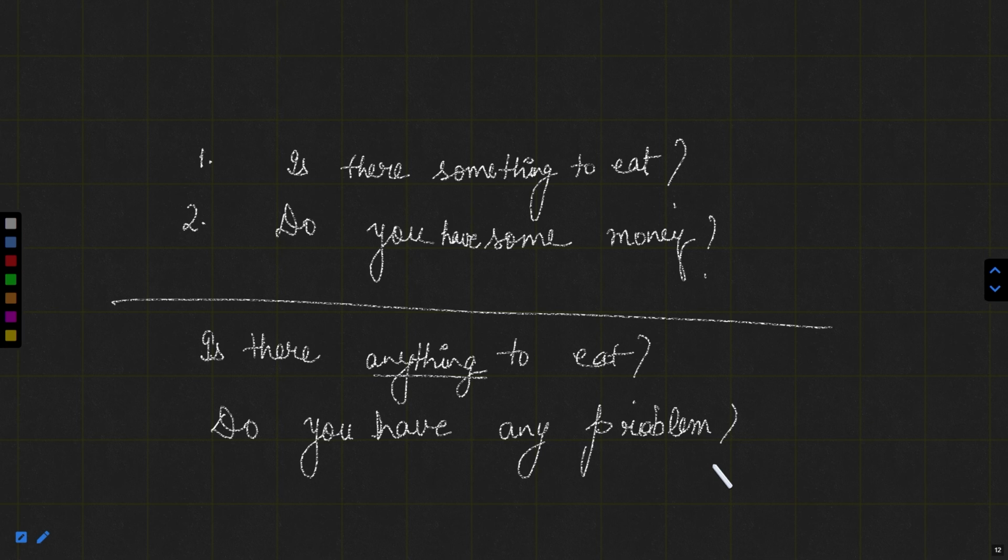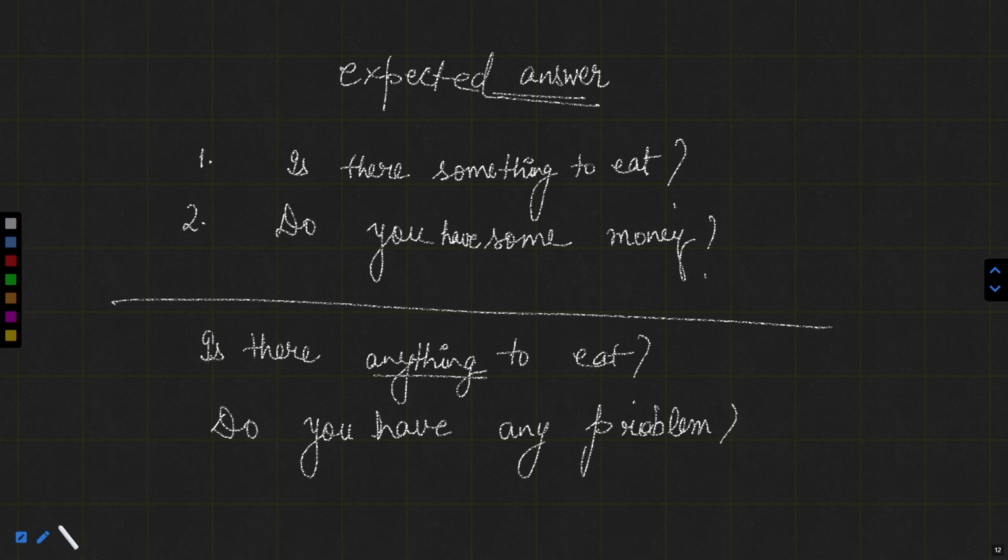But I want that they should say no, or the another person should say no, because I don't want him to be in problem, or I don't want her to be in problem. So I'm asking, do you have any problem? It means I'm expecting that the opposite person should say no. So in this manner, it all depends on the expected answer. So if I want the expected answer to be yes, I should use some, and if I want the expected answer to be no, I would use any.